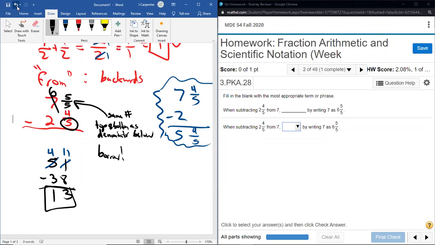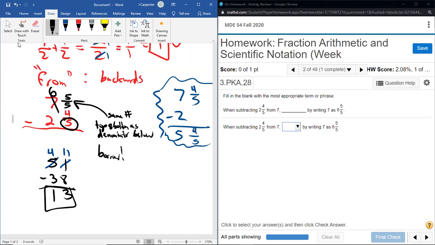Now, why does that work? Because any number divided by itself is 1. So that 1 that we borrowed, we could choose to write it as 3/3. We could choose to write it as 1,000,000/1,000,000. We could choose to write it as 17/17. We could choose to write it as 50/50. Because as long as we write the same number top and bottom, it's 1. So it represents the 1 whole we borrowed from the 7 that made it a 6.